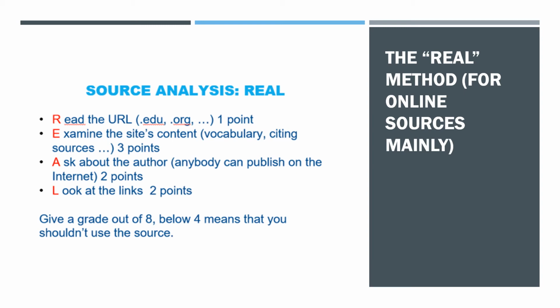And those links can be to other websites, to other sources, to unnecessary adverts, and we're going to grade that out of 2. If you teach the MYP, you can easily use the criteria, because the 1 + 3 + 2 + 2, that's out of 8. So if your analysis is below 4, it means that maybe you shouldn't use that source. So this system is very useful for MYP students, because it follows the MYP criteria in terms of numbers.